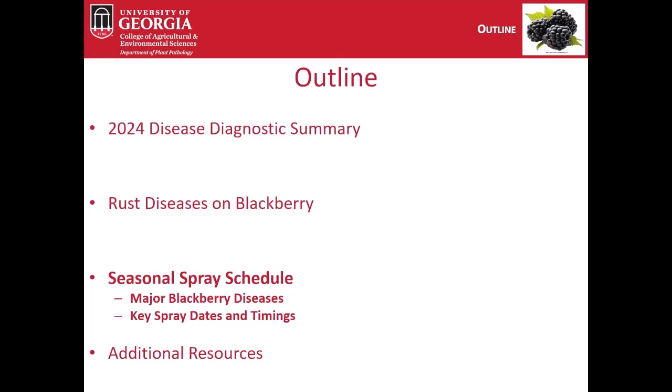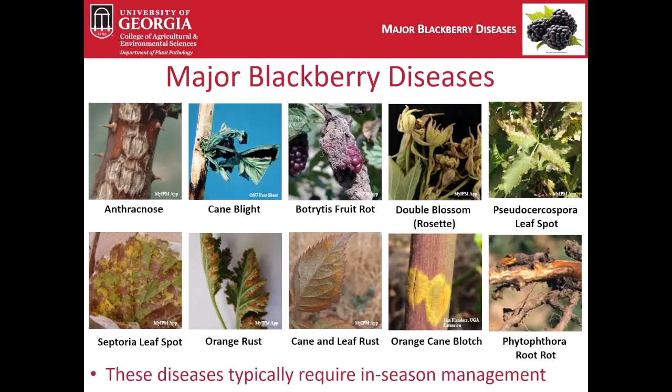So now I want to talk about the seasonal spray schedule, including the major blackberry diseases and the key spray dates and timings for managing those diseases. So we have all of these diseases in the southeast on blackberries. Anthracnose is a little less common in Georgia, but it seems to be more common in other locations in the southeast, including out in Arkansas. Cane blight is a major problem in Georgia for sure, wiping out plantings, as well as in other parts of the southeast. It is a major issue when it gets going.